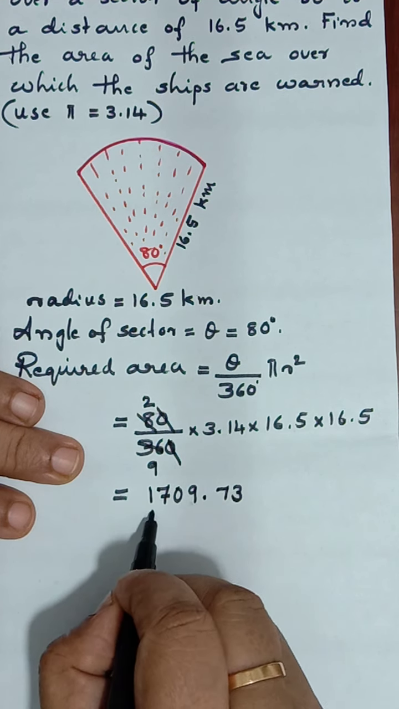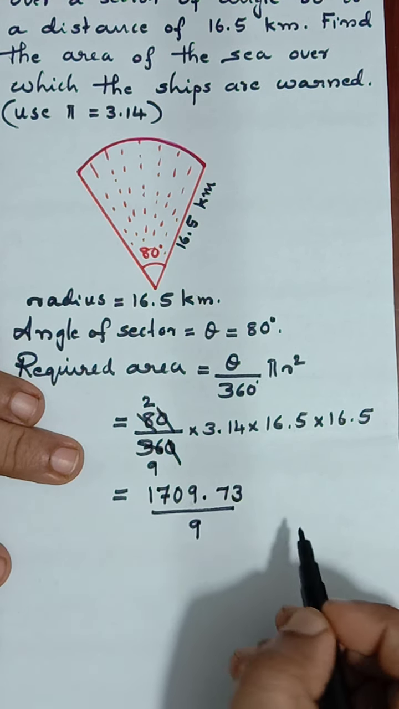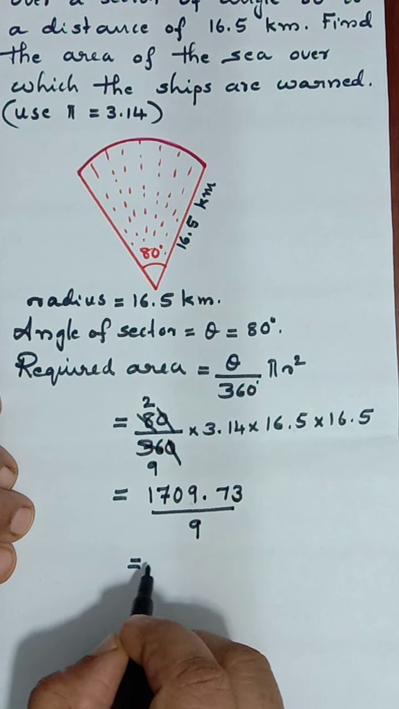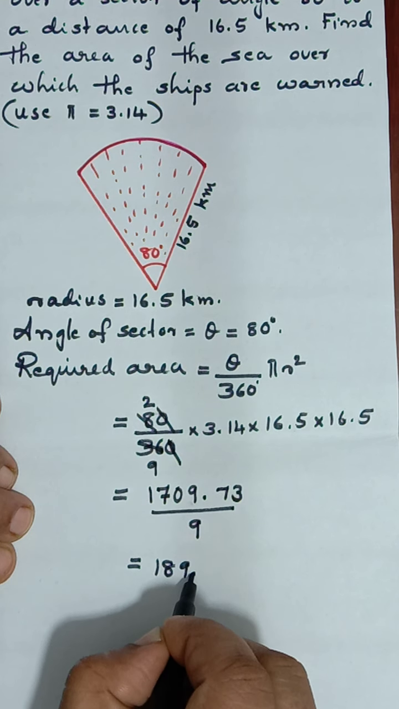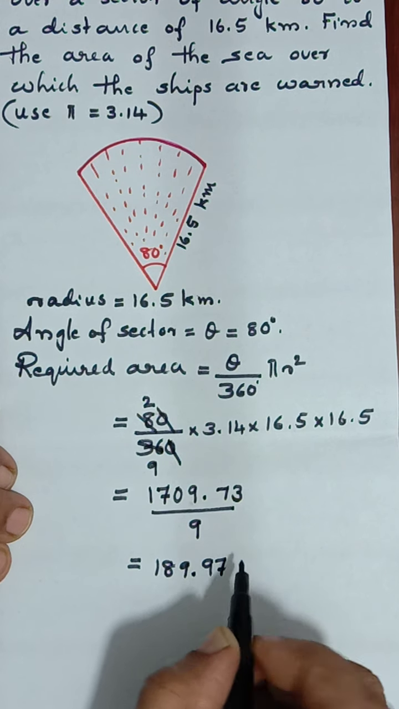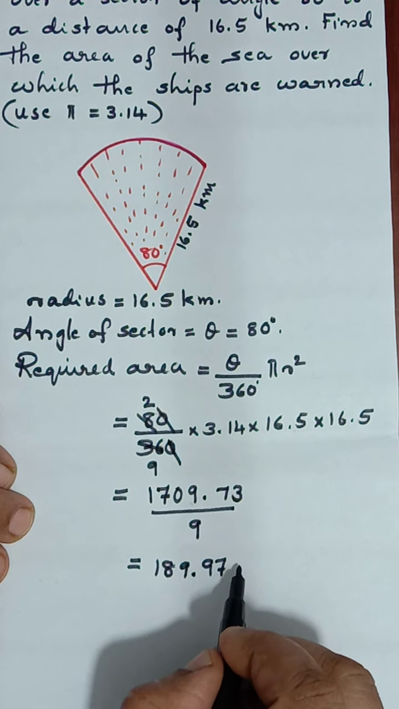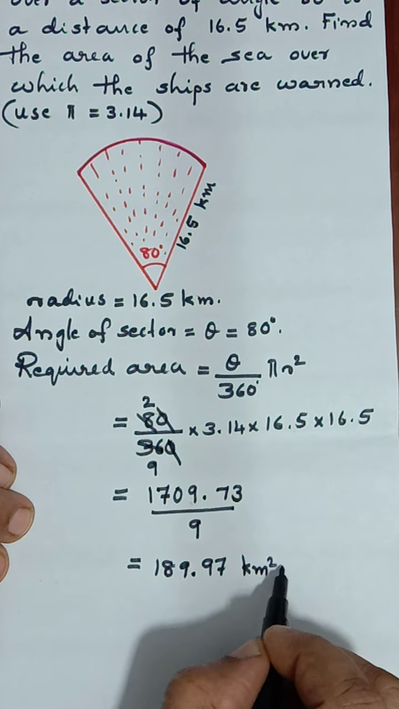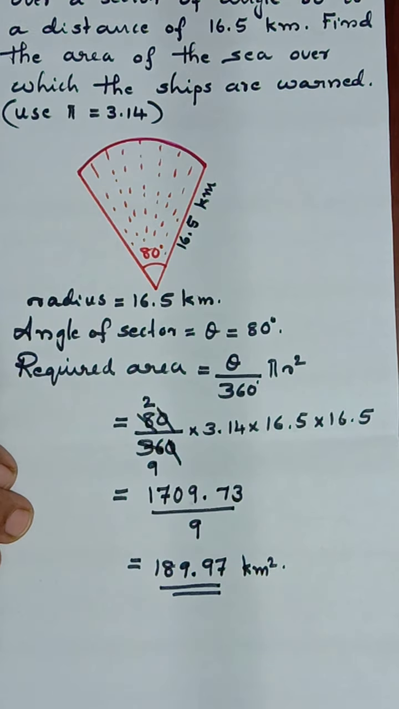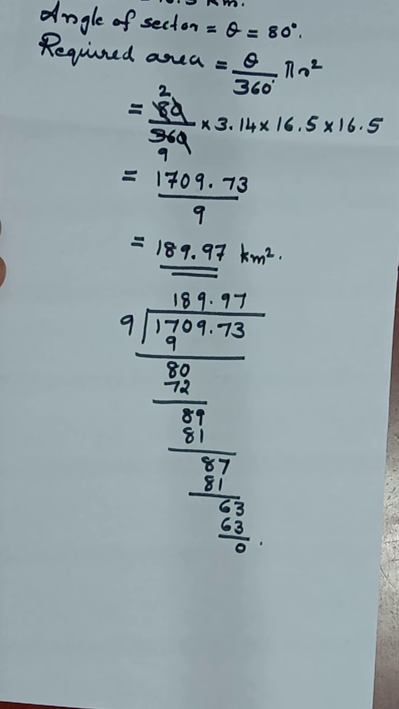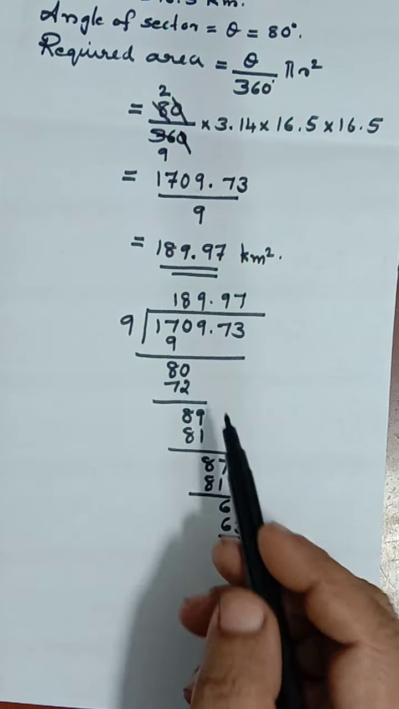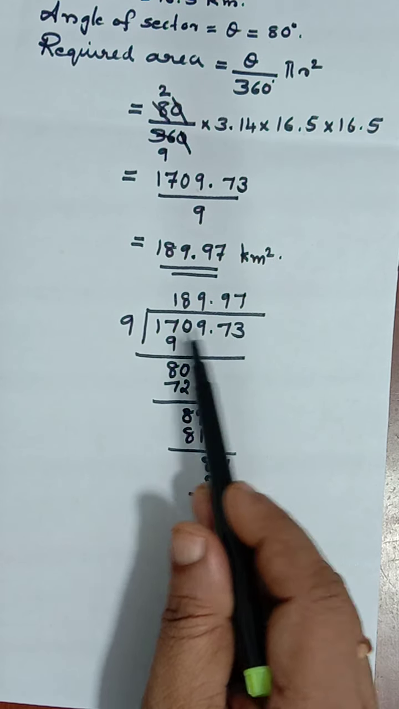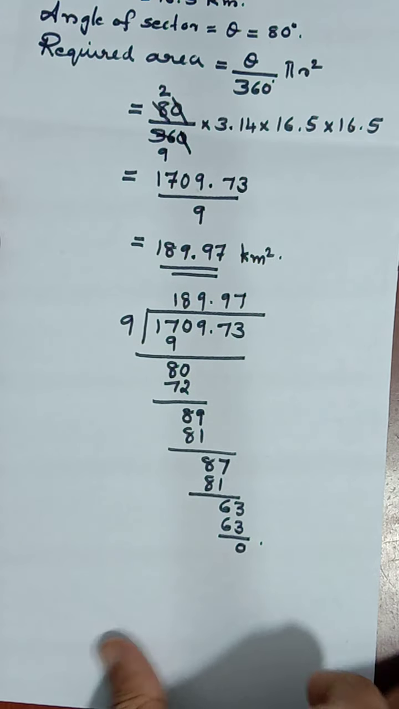1709.73 divided by 9, you are getting 189.97. As I told you, the area will be in kilometer square. Do the division and get the answer. Here you can see the division: 1709.73 divided by 9. How do we get that?